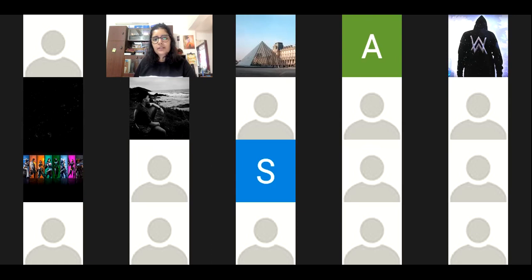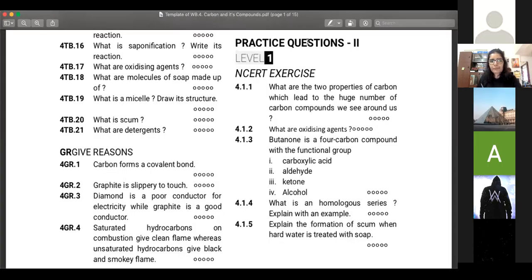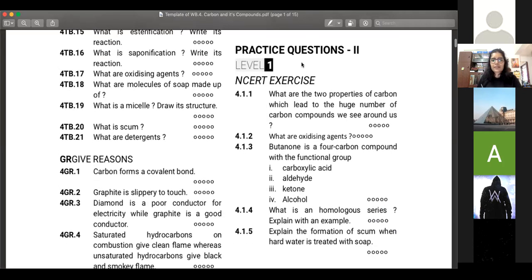So we look at some level 1 questions. In the workbook it's all mixed up, but we'll skip the questions that we have not discussed previously. At least thoda practice ho jayega. Okay. So what are the 2 properties of carbon? So this is a direct question. Send your answers over chat. I'll ask one of you to answer.